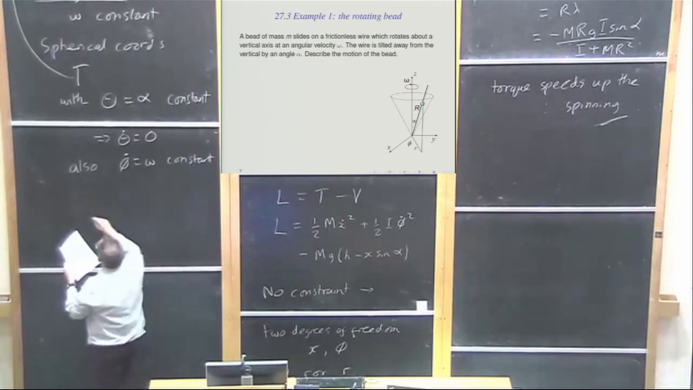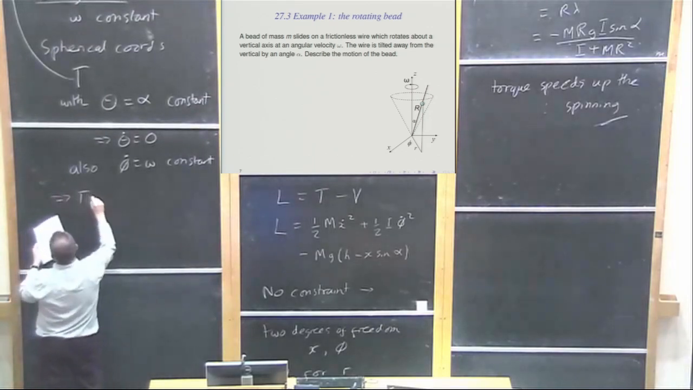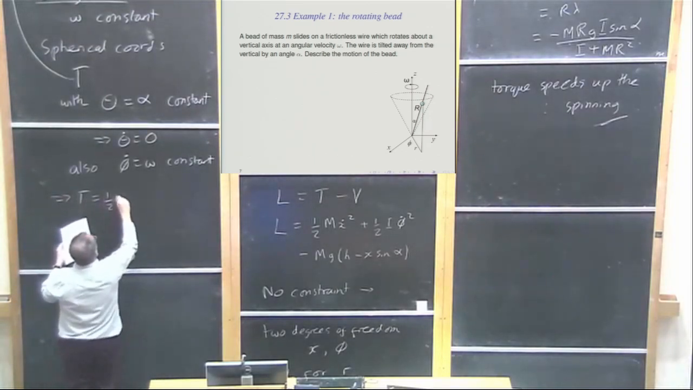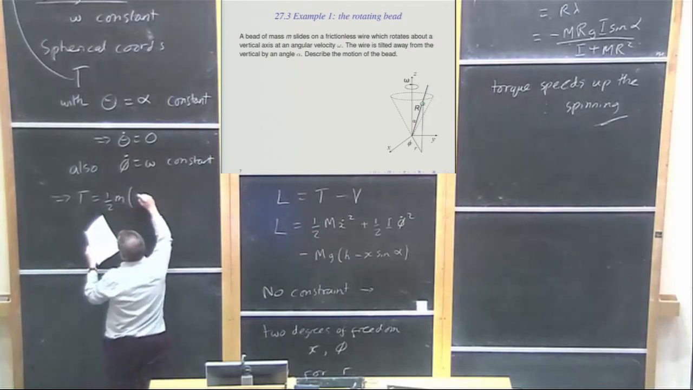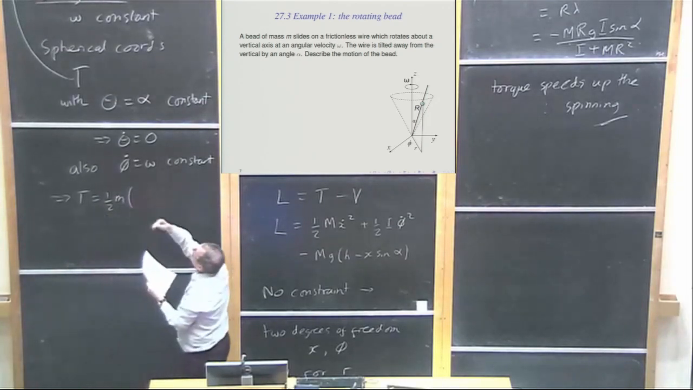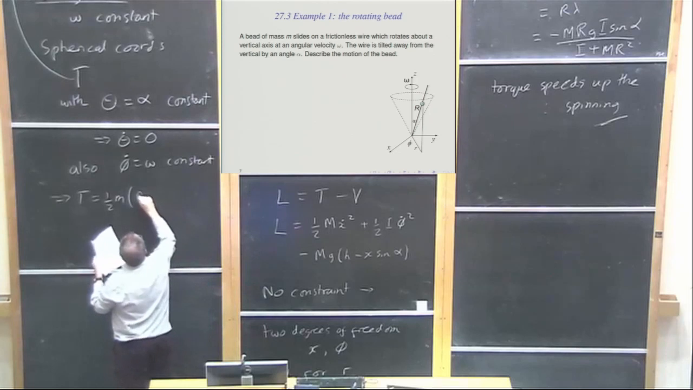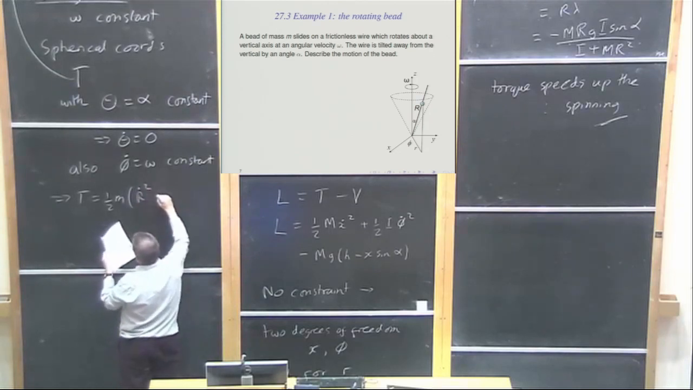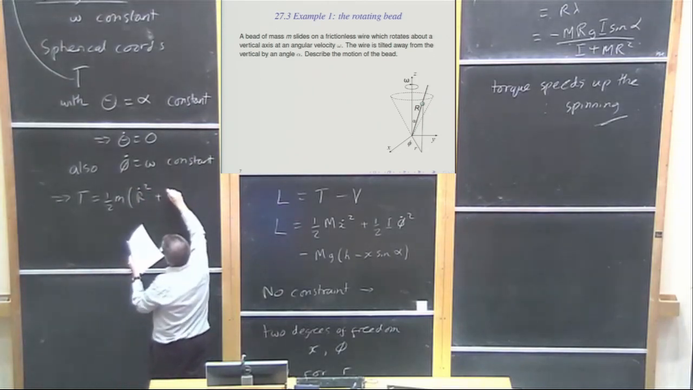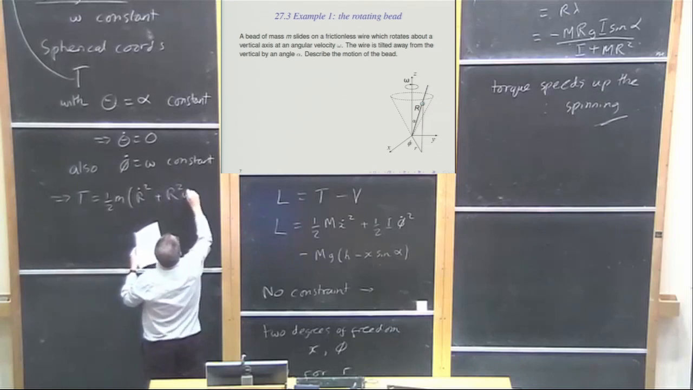So this gives us that T is then half m. The only thing which can vary is r, so we keep the r dot squared term, and then we have remaining r squared omega squared sine squared alpha.